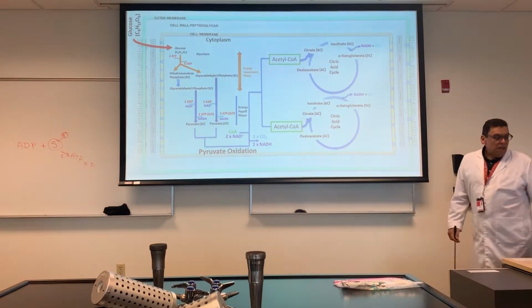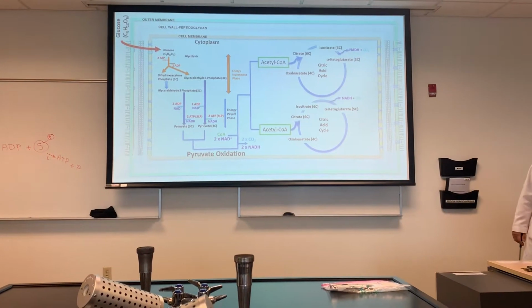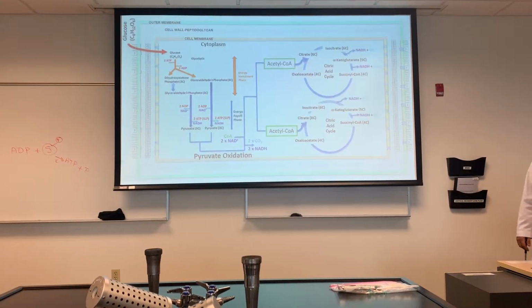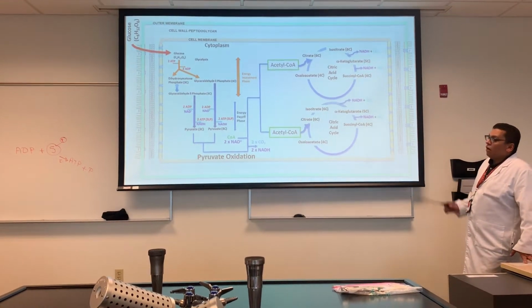Watch this again. Alpha-ketoglutarate will lose a carbon, which means it will make a truck and become succinyl-CoA. See? Lost a carbon, made a truck.